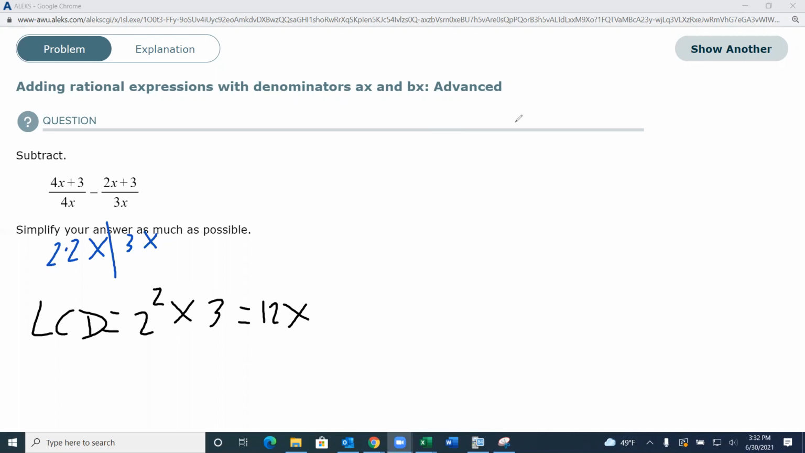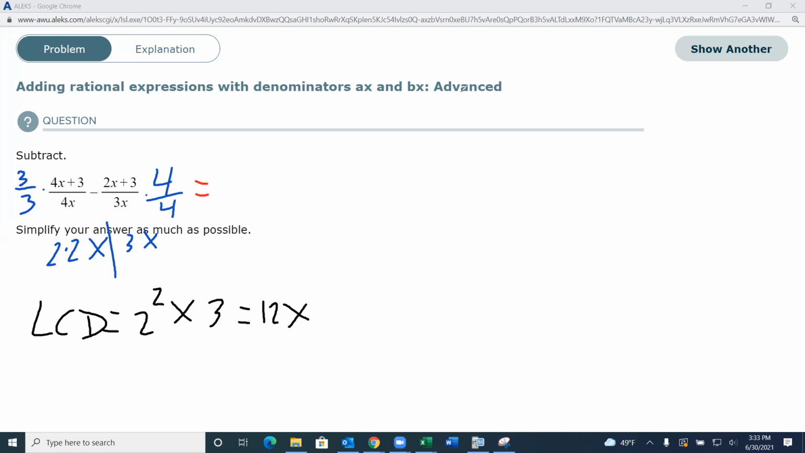All righty. So I ask myself, what do I have to multiply the first denominator by to get the least common denominator? 3. So I'll do that to the top and bottom. Then I ask myself, what do I need to multiply the second denominator by to get the least common denominator? 4. So multiply that over itself.